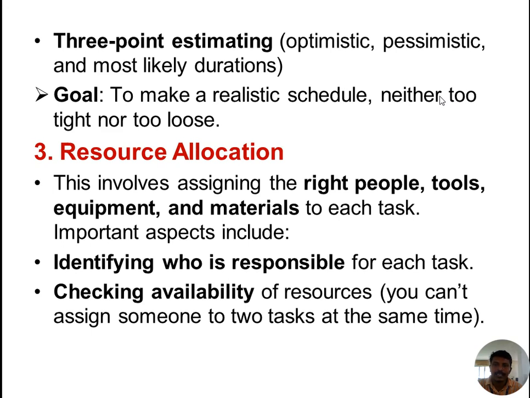The third one is resource allocation. Resource allocation means that after the identification of the tasks and the time estimation, resources are allocated. What materials are required, how many people are required, and what equipment is required to complete the task, and to arrange and adjust all the resources to the activity or task. This involves assigning the right people, tools, equipment and materials to each task.